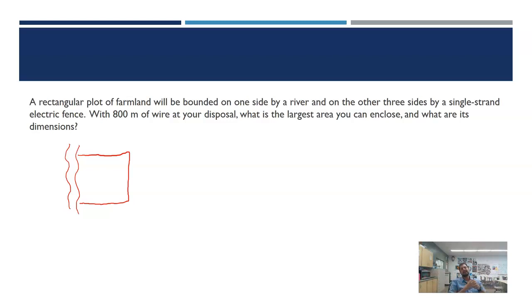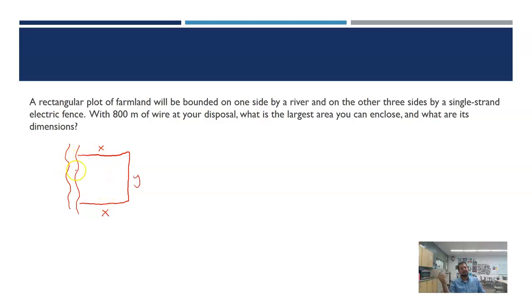Then it says, with 800 meters of wire at your disposal, what is the largest area you can enclose, and what are its dimensions? In other words, I don't know how big to make the fence. Well, if I don't know how big to make the fence, that means I don't know how long it needs to be or how tall it needs to be. So we're going to call those variables because those are unknown. So I'm going to say this side is going to be X. Maybe we'll call this side Y. And then the side down on the bottom is going to have the same length as the top one because it's a rectangular plot.